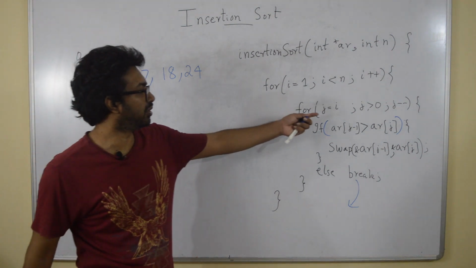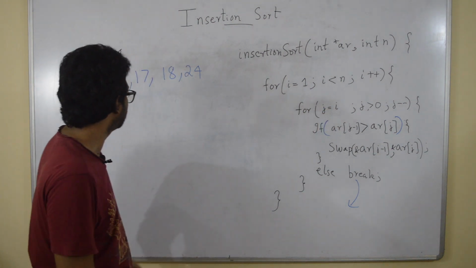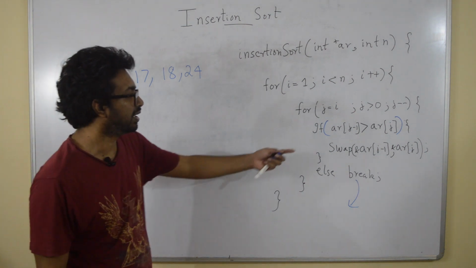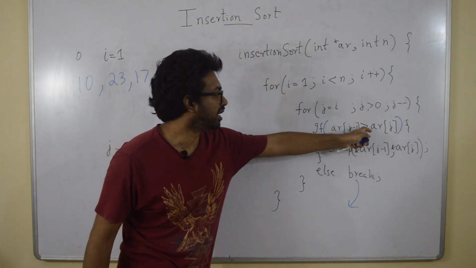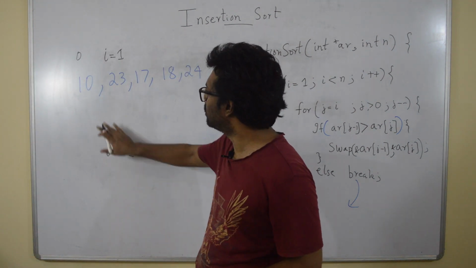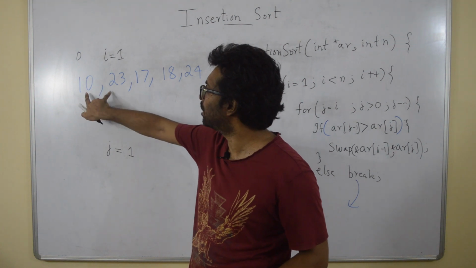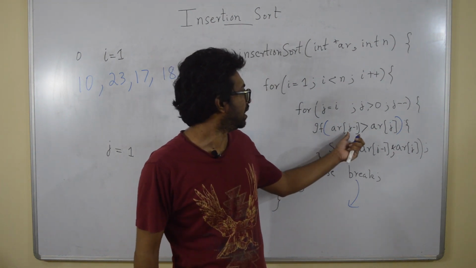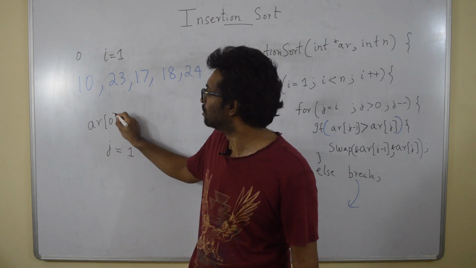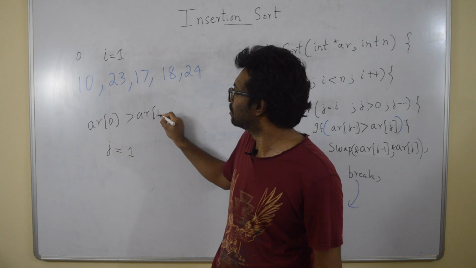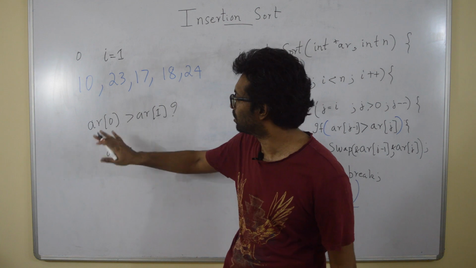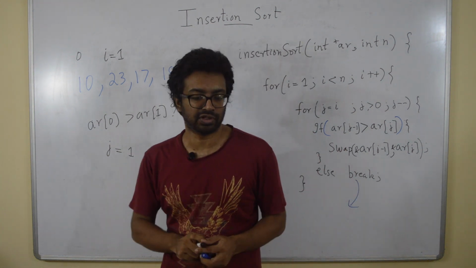i is equal to 1. And now I start my j from i, and I compare j minus 1 and j. So j is 1, so j minus 1 is this thing. So 10 and 23 I compare. If j minus 1 is 10, is this true? It's not true. Therefore, we break out of that for loop, right?